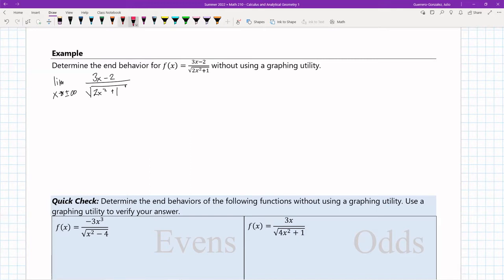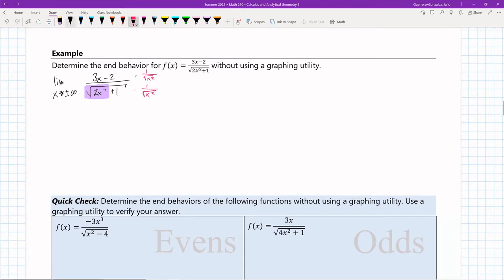The biggest power that I see, and this is going to be crucial that you guys do this, is an x squared that is inside the square root. So I'm going to multiply by 1 over the square root of x squared. If you guys look at the videos online in your homeworks, they say divide by the highest power. This is equivalent, multiplying by its reciprocal.